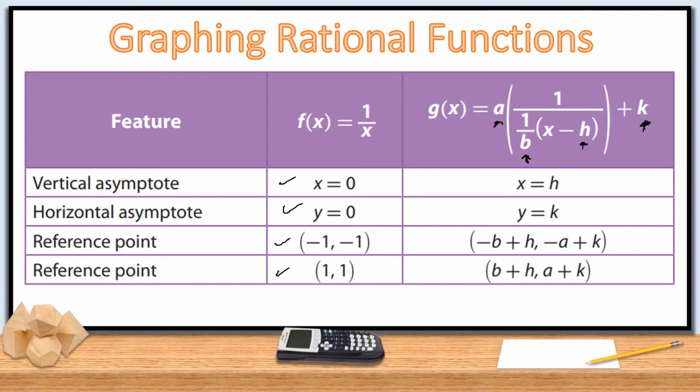The other reference point is positive b and positive a being added to h and k again. So in one of them, a and b are both negative, and in the other, they're both positive, and that gets you your 2 reference points.